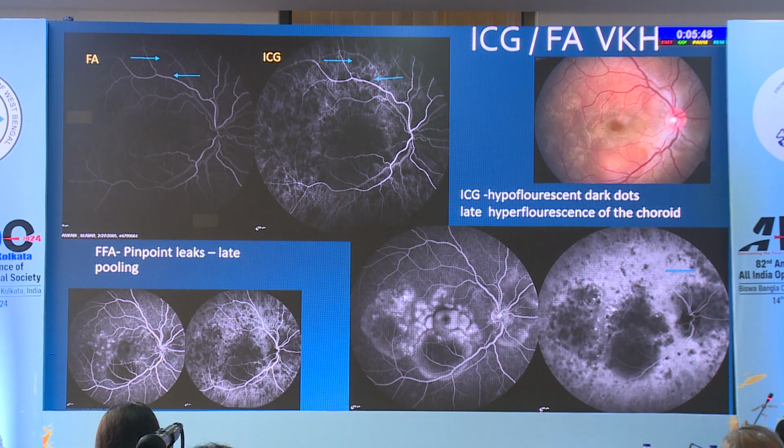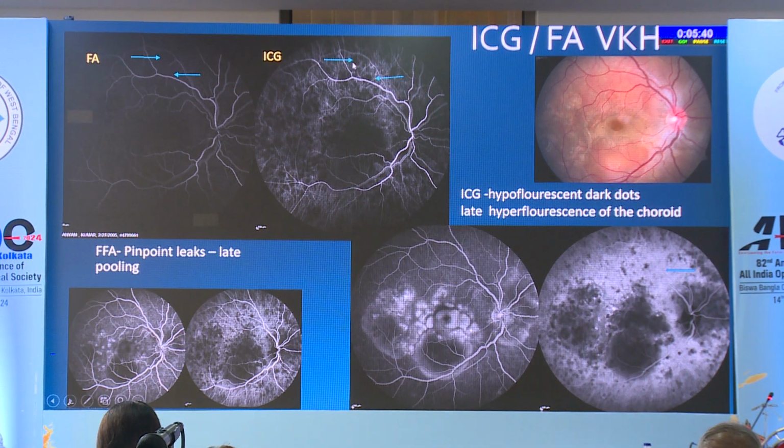Now, since VKH is a choroidal disease, ICG is a very important method of investigation. You can see the hypofluorescent dark dots of ICG showing the choroidal granulomas much better than the FFA. Now, the FFA is also useful to pick out the pinpoint leaks in the early stages with the late pooling of the dye in the form of lobules. And you can see the hypofluorescent rim of these lobules, which are suggestive of the septae between the lobules. ICG also shows the fuzzy choroidal vessels and the late hyperfluorescence of the inflamed choroid.